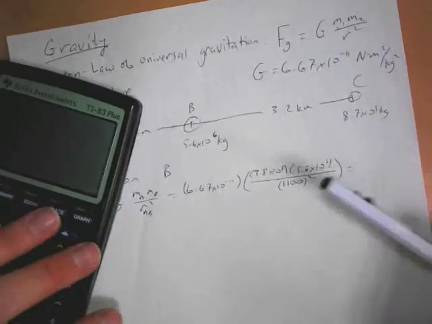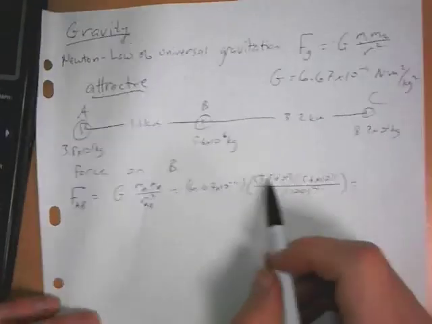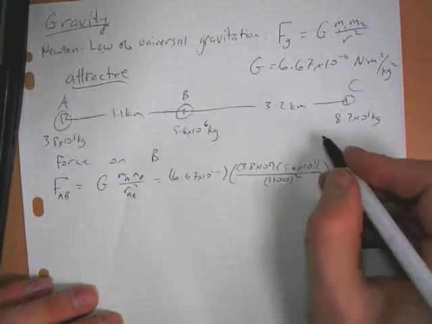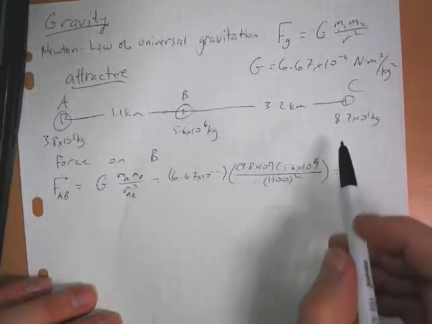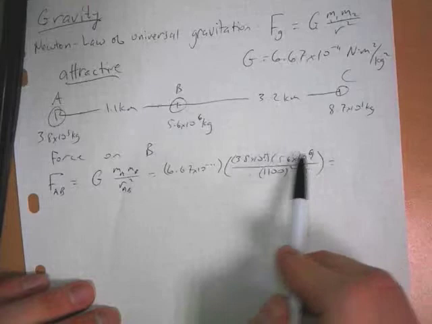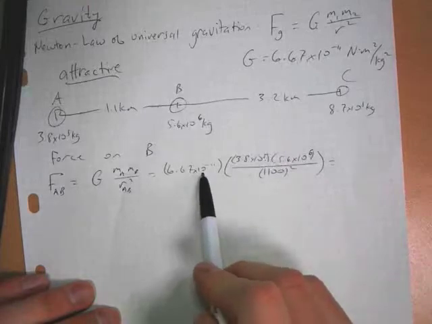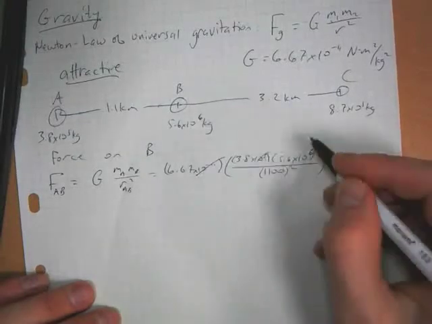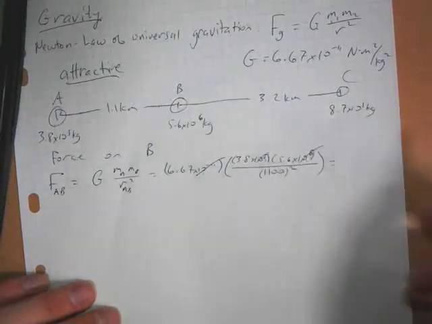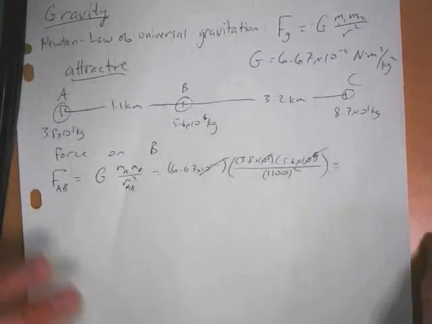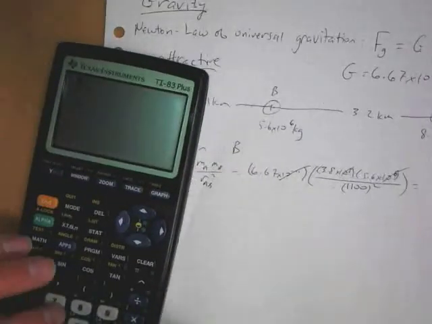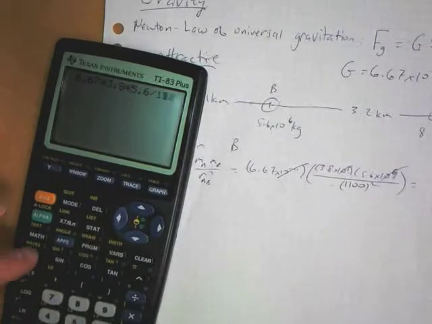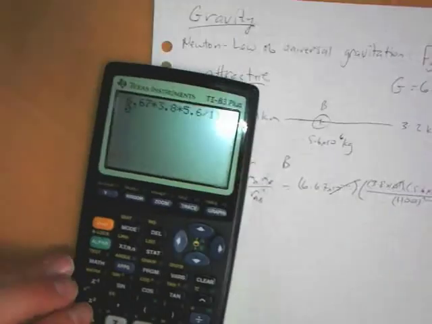Now, here's a point to take note of. Sometimes it can be a pain to punch in all of these numbers in scientific notation into your calculator. But this is a 10 to the 5th, this is a 10 to the 6th, this is a 10 to the minus 11th. So 10 to the 5th times 10 to the 6th gets us 10 to the 11th times 10 to the minus 11th, and these powers of 10 cancel out. Sometimes it can be useful to deal with your powers of 10 first. So we just wind up with 6.67 times 3.8 times 5.6 divided by 1100 squared.